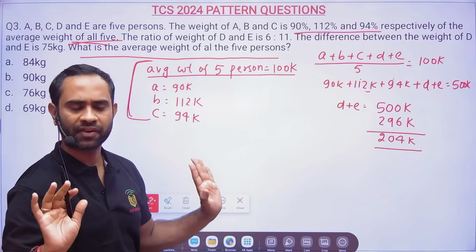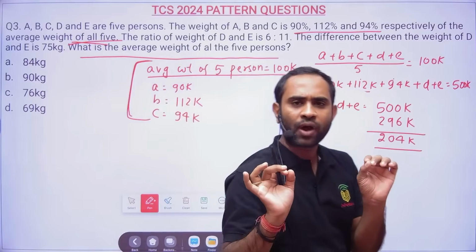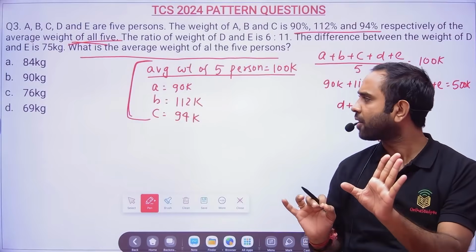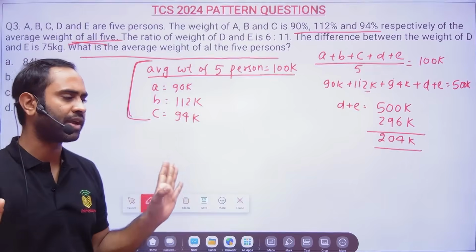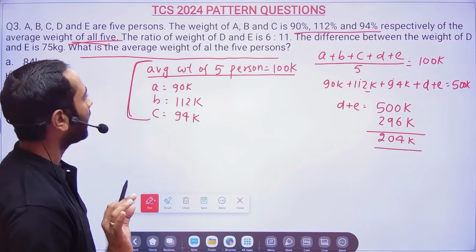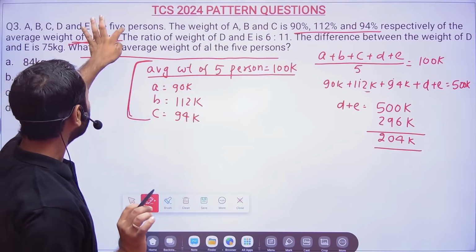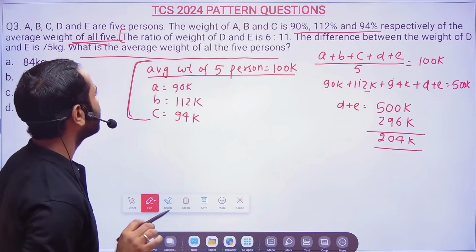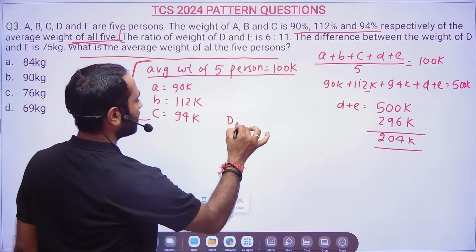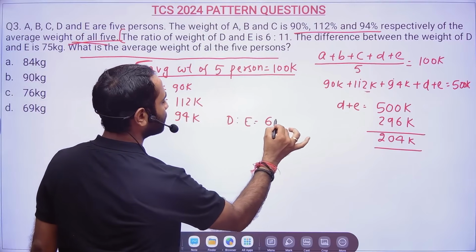Till here you should not have any doubt. What I have done, I have just put it in the formula, and that's how I have solved. Till now I have not done anything. Okay. Now they are telling the ratio of the weight of D and E is 6:11.